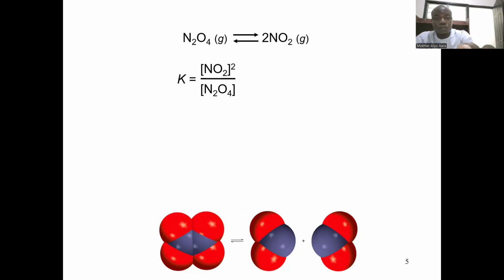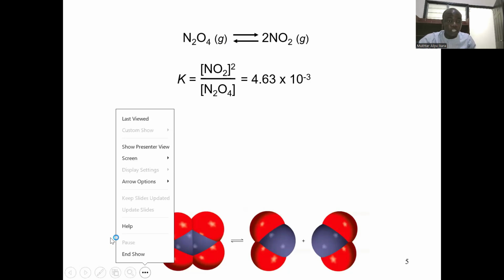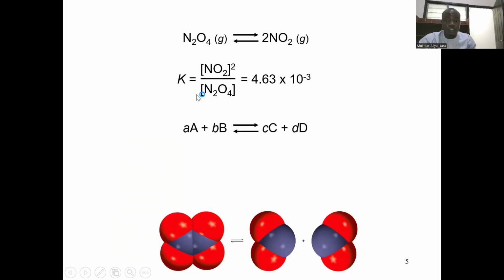Since the coefficient is 2, that is why we have it raised to the power of 2. And then in addition to this, we have the nitrogen tetraoxide, whose coefficient is 1, so that's why we have nothing here.